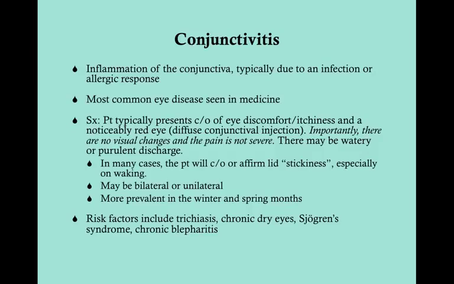Conjunctivitis can be bilateral or unilateral. Usually when it's allergic conjunctivitis, it tends to be more bilateral. When it's infectious, it tends to be more unilateral, but that doesn't have to be the case. And like I mentioned earlier, it's more prevalent in those winter and spring months, November through April. Risk factors for conjunctivitis include trichiasis, chronic dry eyes, Sjogren's syndrome, which is an autoimmune chronic dry eyes, and chronic blepharitis.